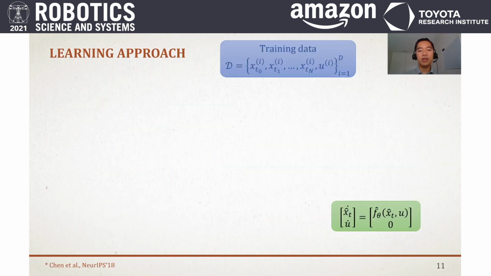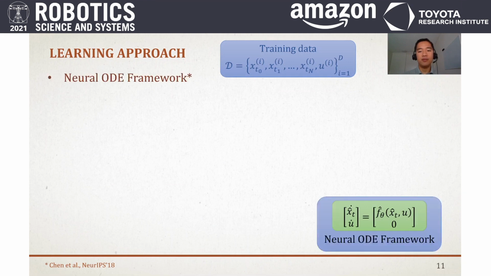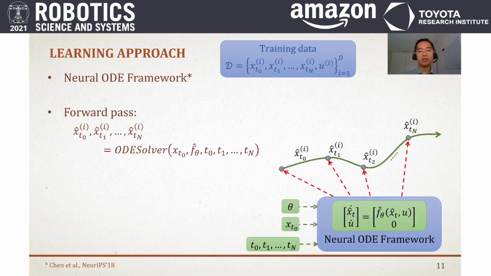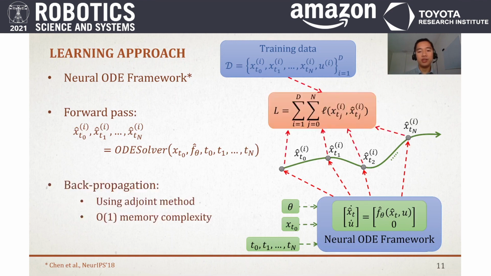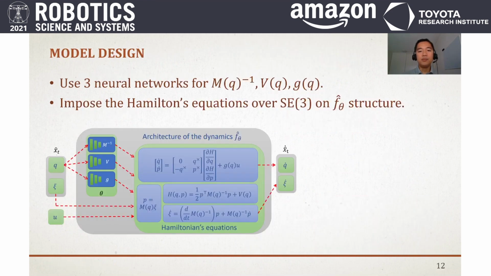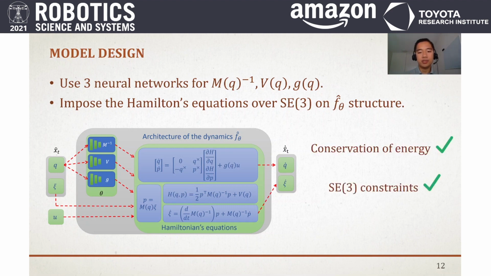Our dynamics learning approach is to place the approximated function f hat in a neural ODE framework, and then we can roll out the state trajectory using an ODE solver. The gradient of the loss function is then backpropagated using an efficient adjoint method. Now the idea is to use three neural networks for three unknowns m, V, and G, and then we're going to impose the Hamilton's equations on the architecture of f hat. By construction, we guarantee energy conservation and the SE3 constraints.